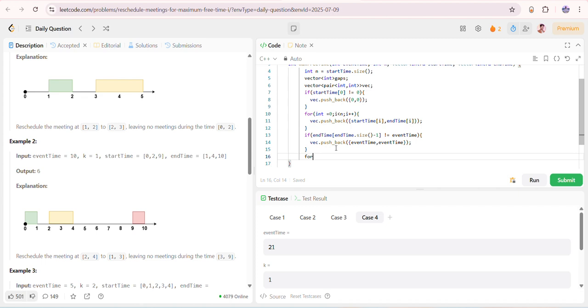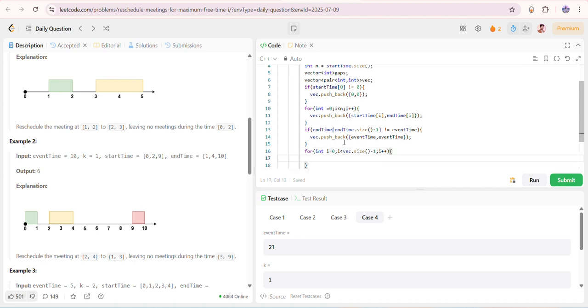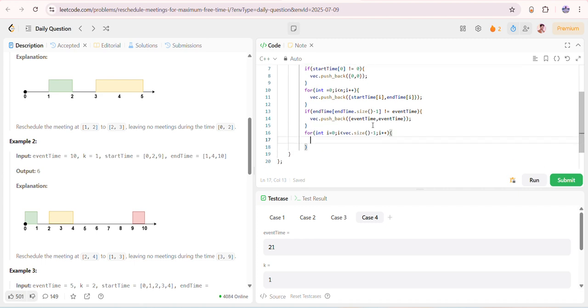Now we have to find the gap, so that's why we will iterate this vector, back dot size minus 1, i plus plus. Now how we will get the gap? First of all, if i plus 1 is smaller than back dot size, meaning we have the next meeting also, then int gap equals back i plus 1, meaning the starting time of the next meeting, minus the ending time of the present meeting.